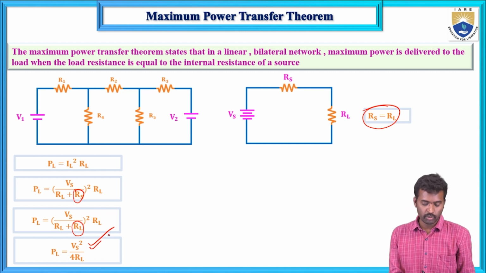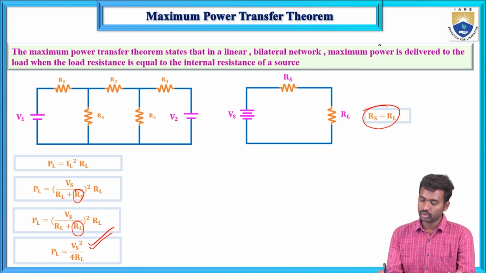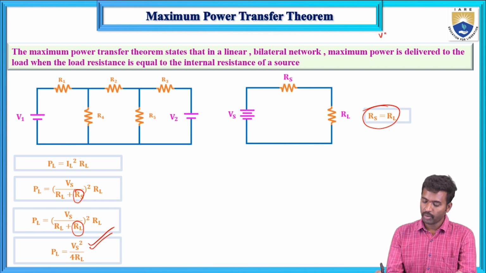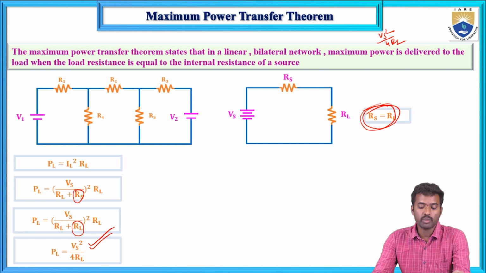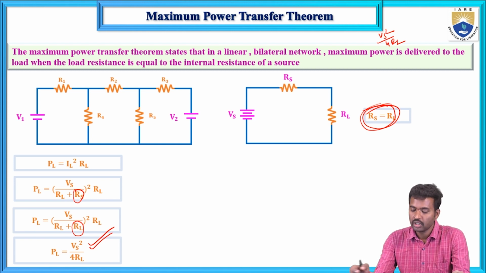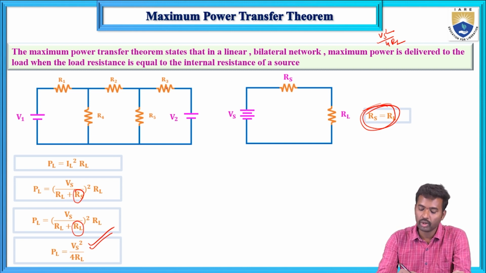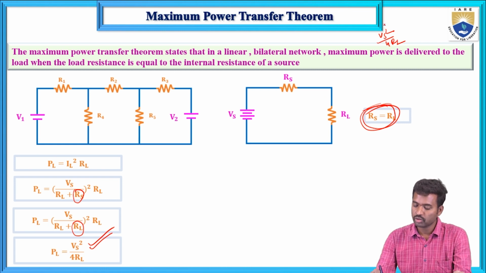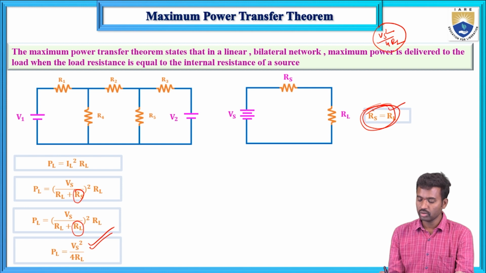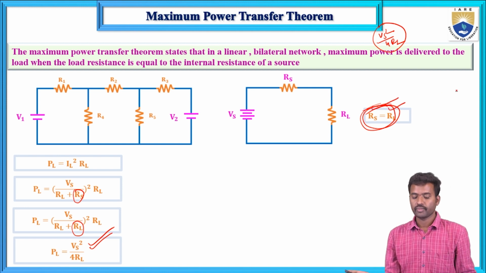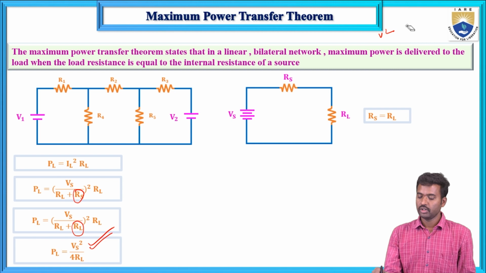This is most important: the maximum power transferred to the load equals Vs square by 4RL when load resistance equals the internal resistance of the source. This is the statement. The maximum power transfer theorem states that in a linear bilateral network, maximum power is transferred to the load when load resistance equals source resistance. Now let us take one problem.